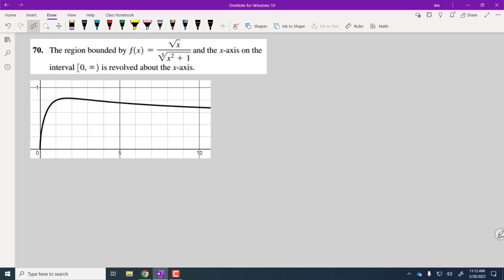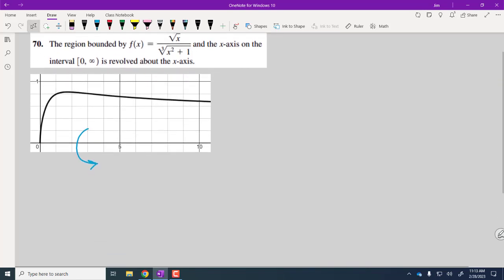Okay, let's do something less thinking oriented. The region bounded by this and the x-axis on the interval is rotated around the x-axis. So we're going to take that, rotate it around the x-axis, and we want to find the volume of that.